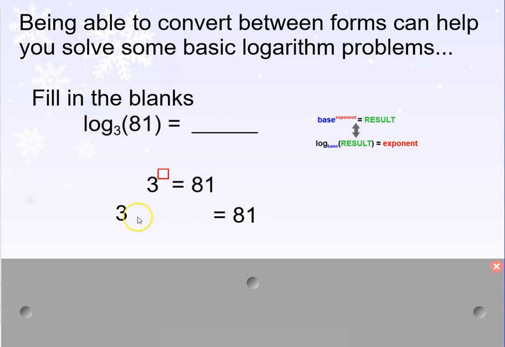Now let's do some math. I know 3 to the first is not 81, so let's multiply it by itself once. 3 times 3, not 81. Let's do it again. 3 times 3, 9. Times 3, 27. We're still not there. Let's try it again. 3 times 3 is 9. Over here, 3 times 3 is 9. And 9 times 9, that is 81. So what is this exponent going to have to be? It's going to have to be a 4.